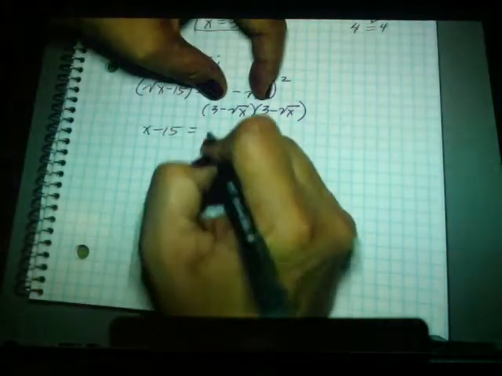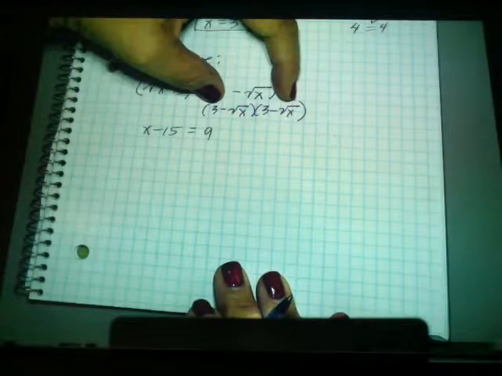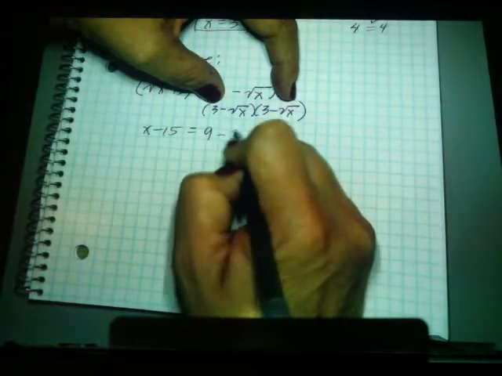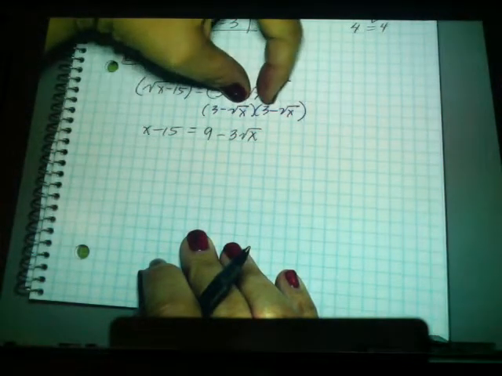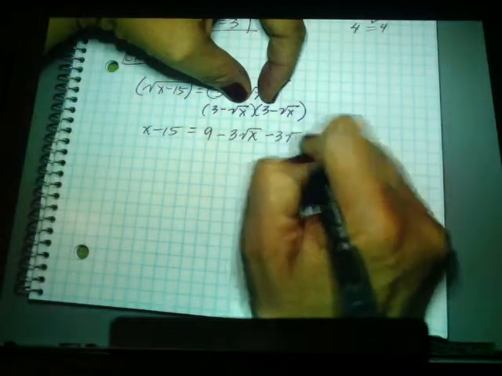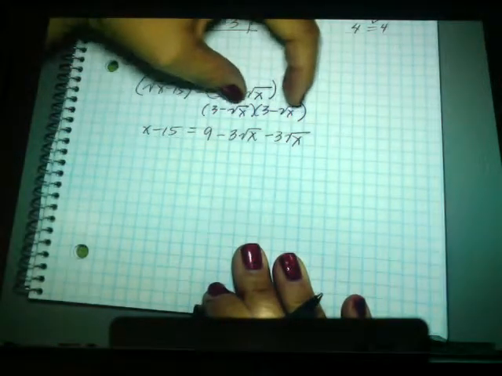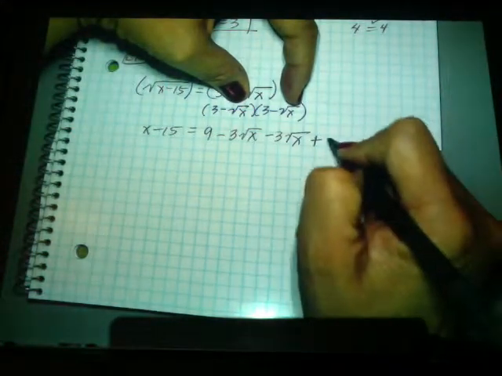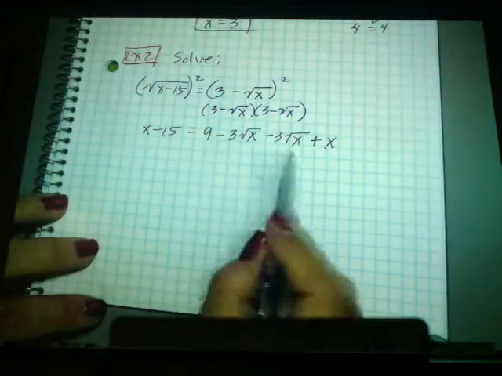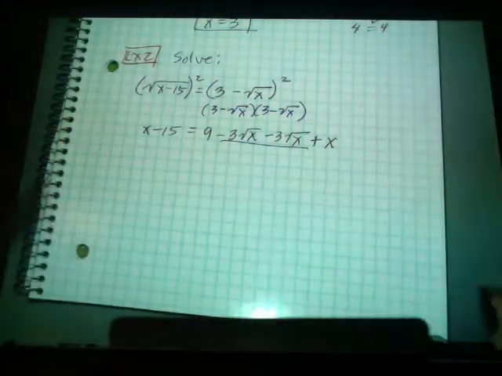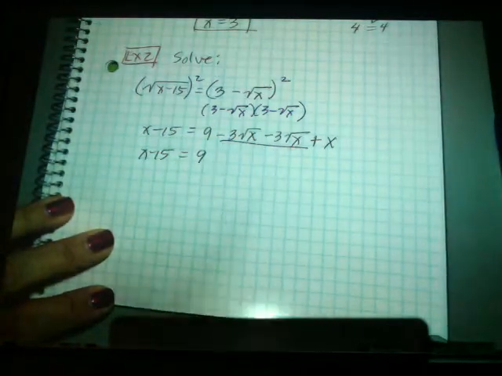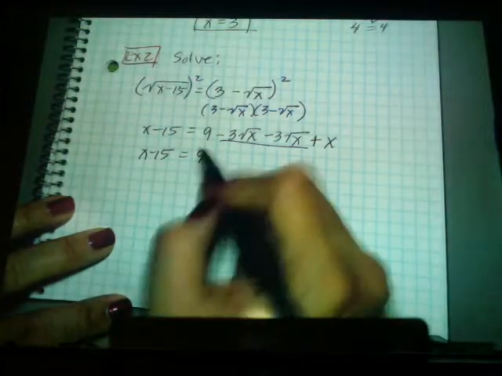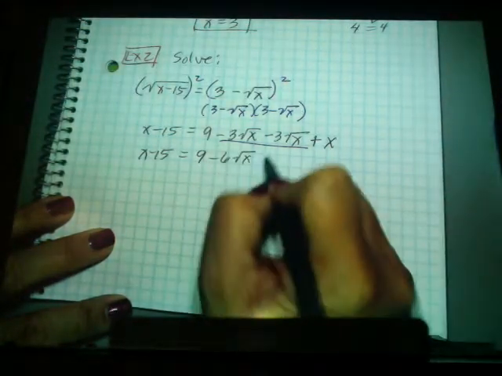So 3 times 3 is 9. 3 times the negative square root of x is what? Negative 3 square root of x. And then I have to distribute the negative radical x. So multiply that to the 3, I get another negative 3 radical x. And then I multiply those two together. A negative times a negative is a positive. What's rad x times rad x? Just x. So then combine your like terms. These are alike. We've got x minus 15 equals 9. What's a negative 3 rad x and a negative 3 rad x? Negative 6 radical x, and then plus x.